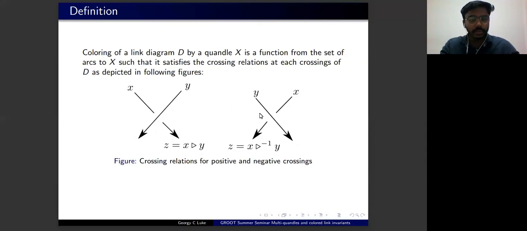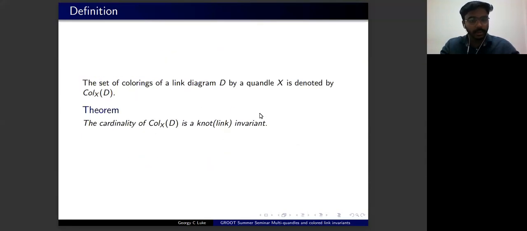Moving on to one important theorem which describes one kind of link invariant. If we consider the cardinality of this set of colorings of a link diagram D by a quandle X, fixing the quandle X, then it will be a link invariant.